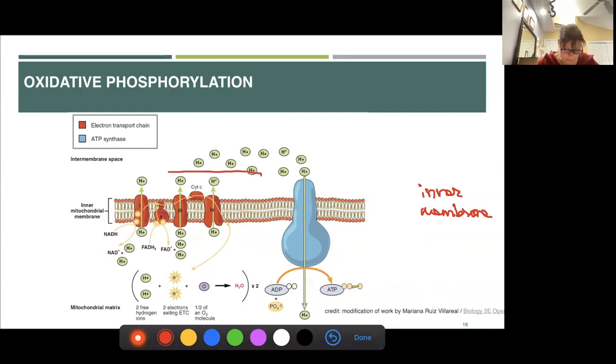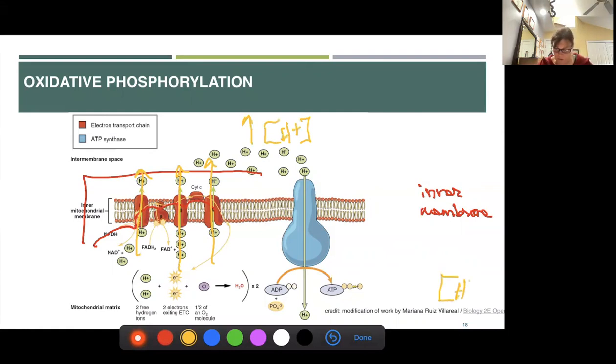This part here is referred to as the electron transport chain. As we drop it off, that electron is going to get passed. Now, every time it's passed, it's doing work. And the work that we're doing is active transport. We are transporting protons, H pluses, into the intermembrane space. As we are pumping this up, we are making a concentration gradient. We have a high concentration of protons up here, and we have a low concentration of protons in the matrix.